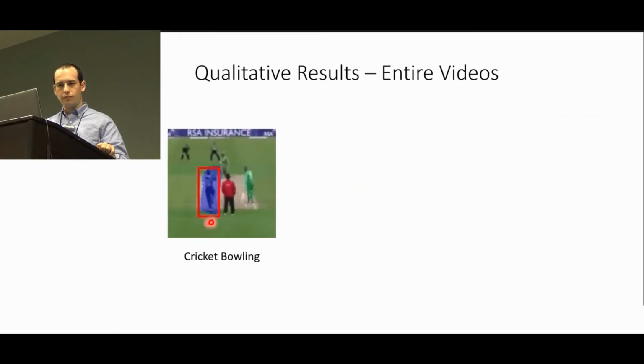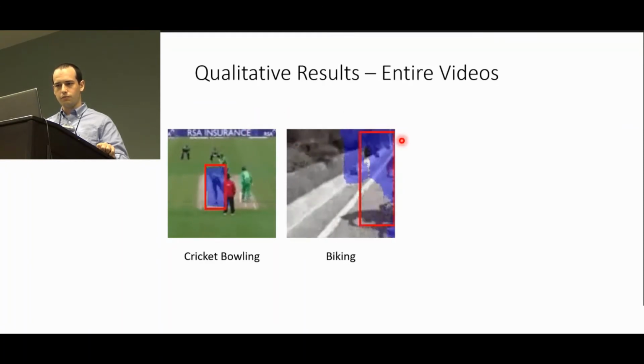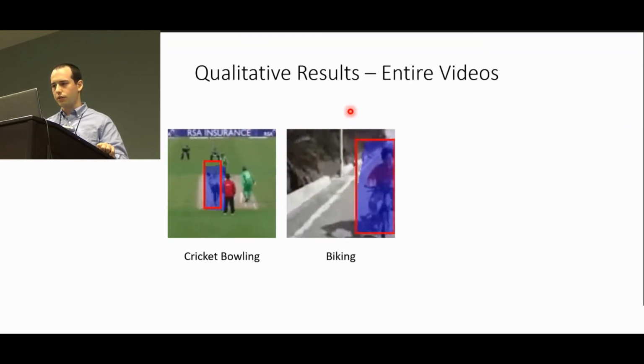So here are some qualitative results. The red bounding box is the human annotated ground truth, and the blue is the network's output. As you can see, if there are multiple humans, it correctly segments the one doing the correct action. In this case, if the human moves off screen, it's able to segment it quite well.